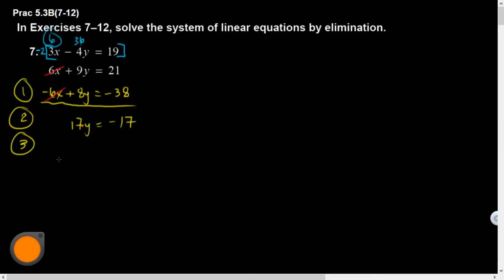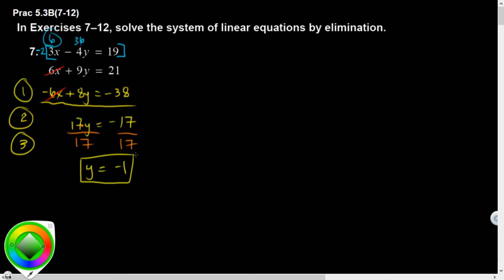Being multiplied, so the inverse is to divide. Got to undo the multiplication. So y, the 17s cancel out, so I'll have y equals, here those 17s cancel out, -1. All right. And now, that's only half of my answer.